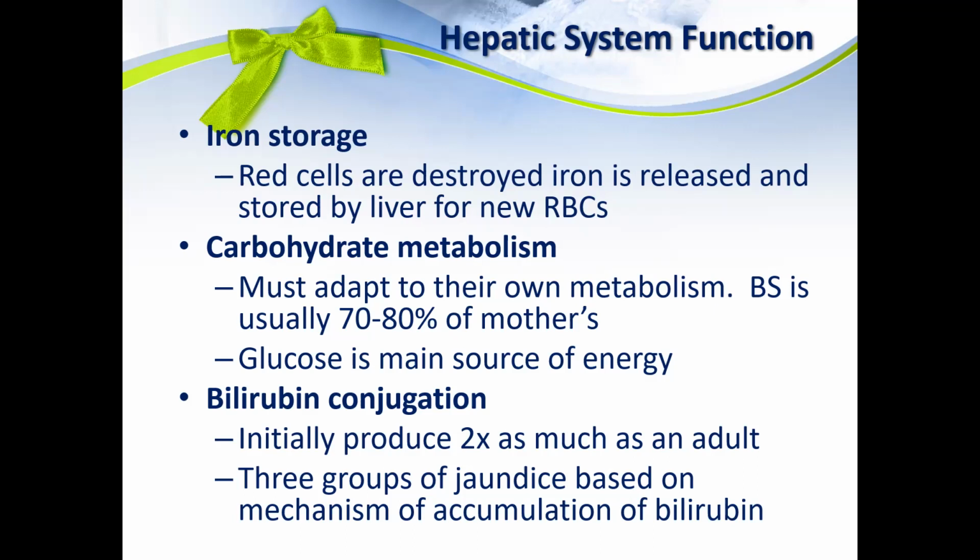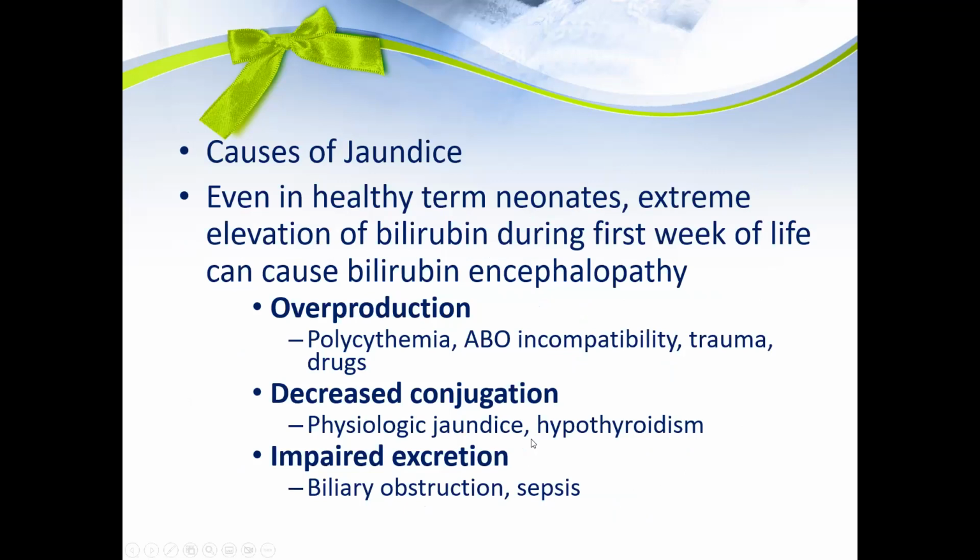All right, bilirubin conjugation will usually produce 2 times as much as an adult. And the 3 groups of jaundice are based on the accumulation and the mechanism of that bilirubin itself. So what's the difference between physiologic and pathologic jaundice? Who knows?